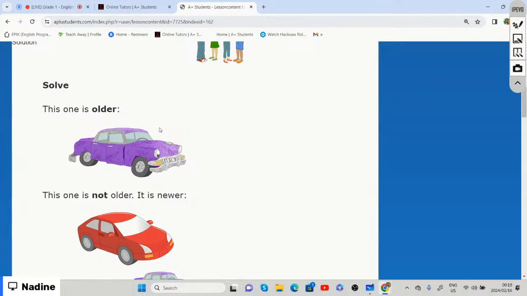So which means that if we were to solve it, we would say that the purple one is older than the new one. So we can say older, especially based on what the question is. So we can then say that the red one is newer than the old one, or than the purple one.